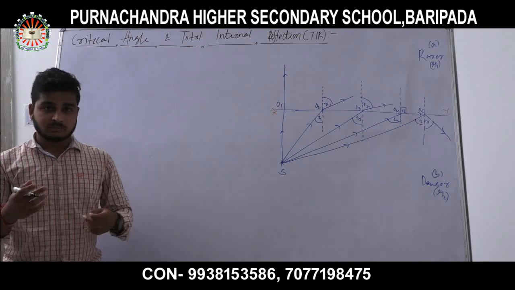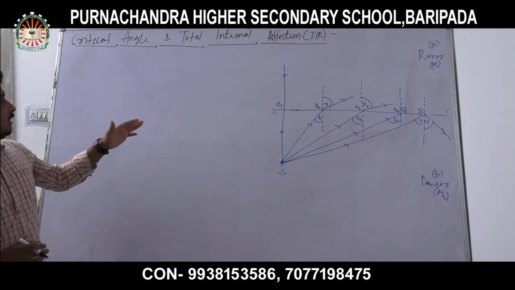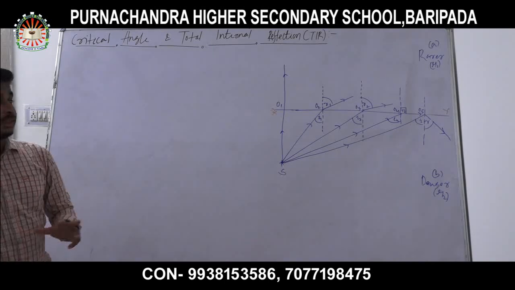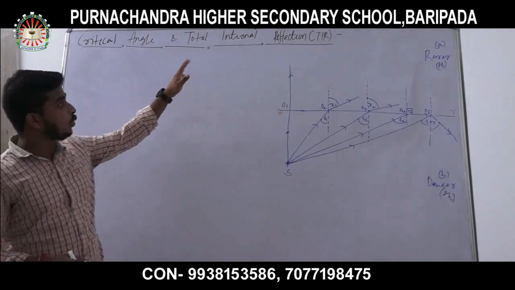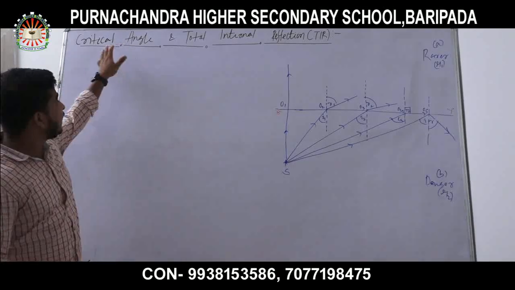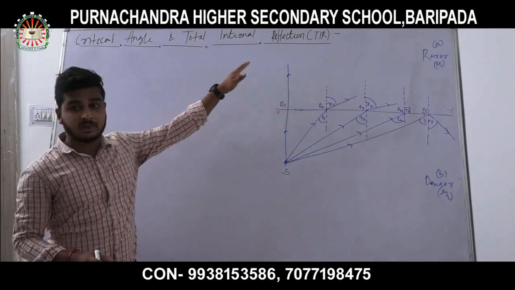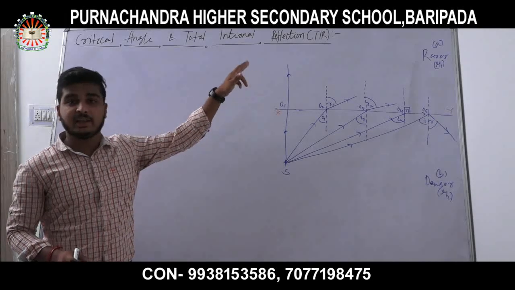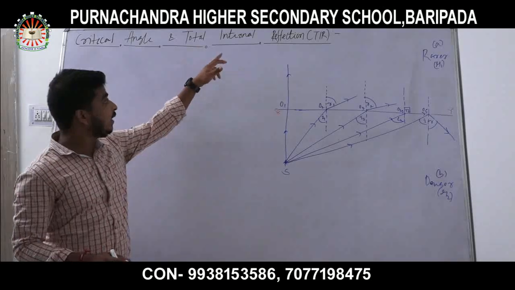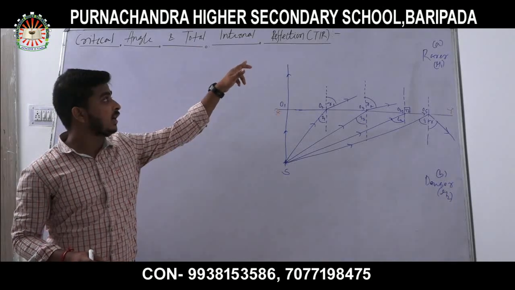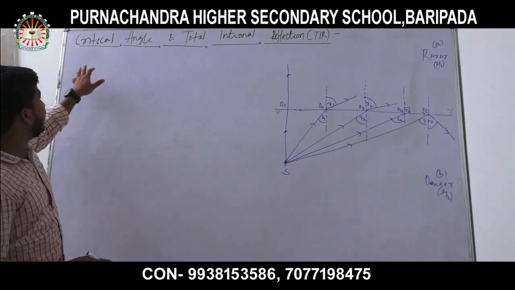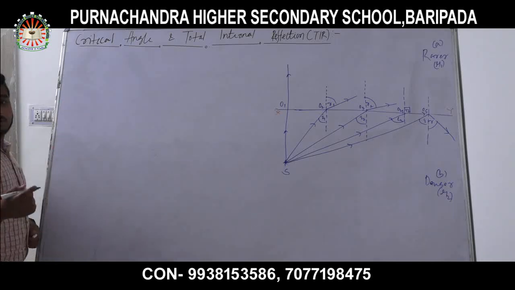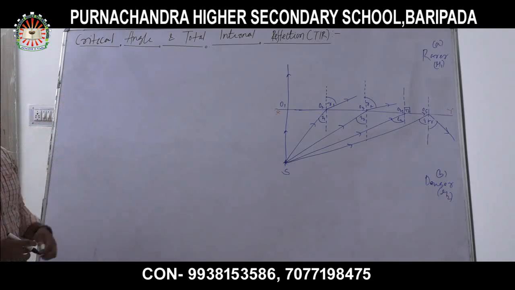It is a constant. So now we will discuss a very interesting topic in geometrical optics or ray optics, that is critical angle and total internal reflection. Total internal reflection is also abbreviated as TIR. T stands for total, I stands for internal, and R stands for reflection. So let's start with what is critical angle. Now I am going to write down the definition of critical angle.